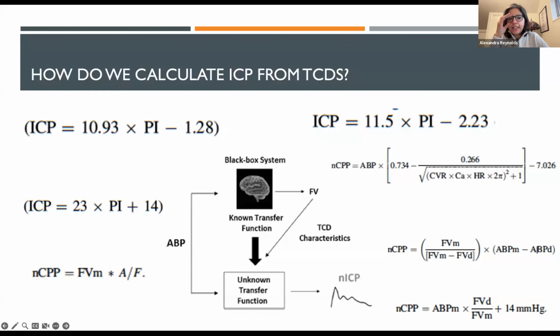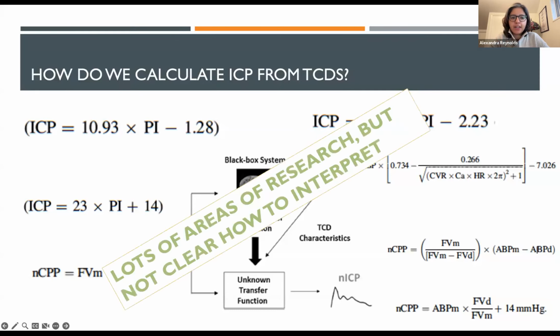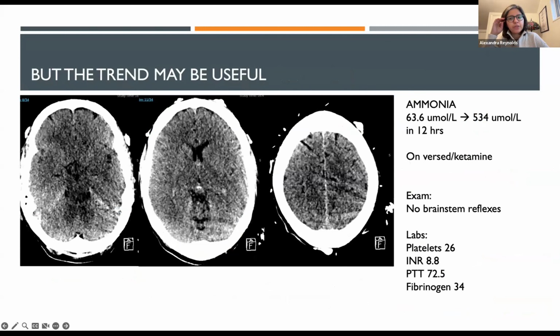Can we calculate the ICP from TCDs? People have been trying this for 20 years and no one has been successful yet. And so again, this is something where your data does not necessarily give you a number. So it's not as nice as having an invasive ICP monitor where you know that the number means something. But again, the trend may be useful.